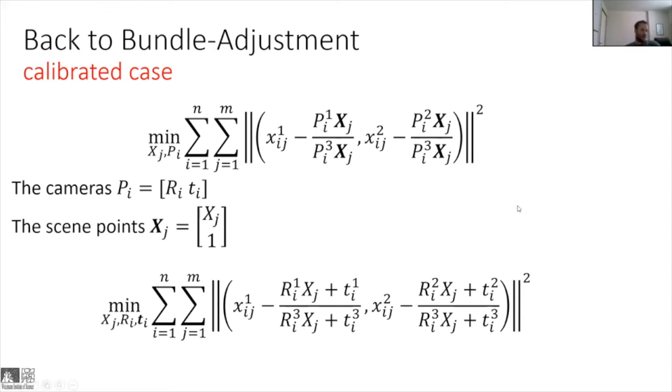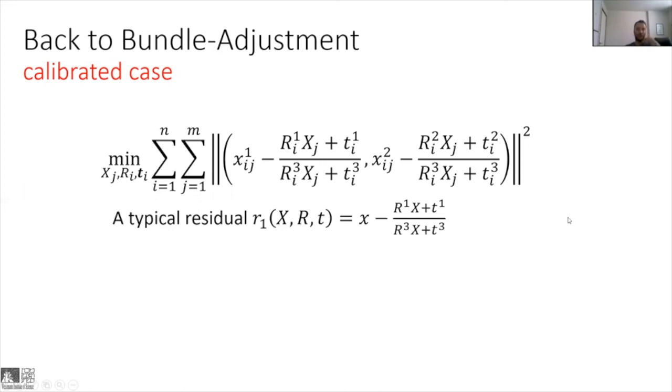In the calibrated case, we have the camera matrices, which are rotation and translation, and the 3D points, which are in homogeneous coordinates. And so we can rewrite our objective in this form, where we did nothing but multiply the vector by the matrix. So actually, each residual here is just in this form, right?